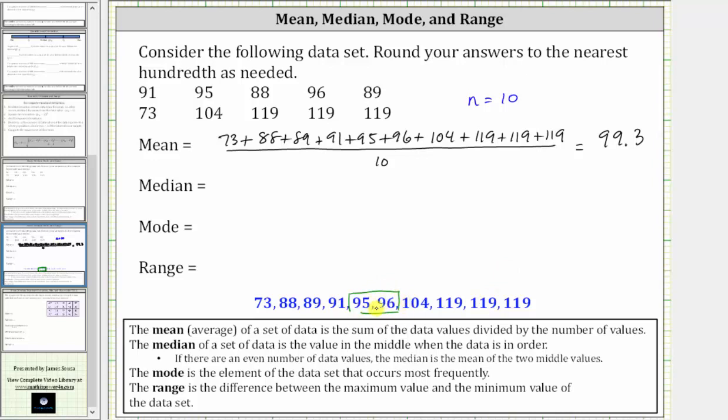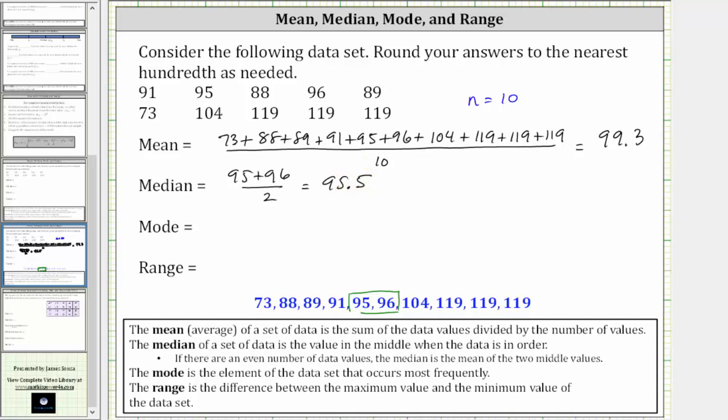And because we have two middle values, the median is the average of these two, or the mean of these two data values. And therefore, the median is the sum of 95 and 96 divided by 2, which is equal to 95.5.